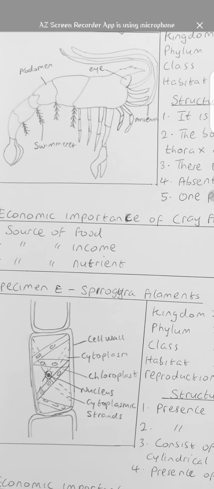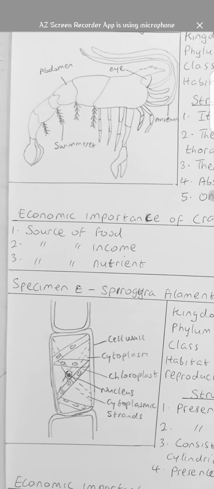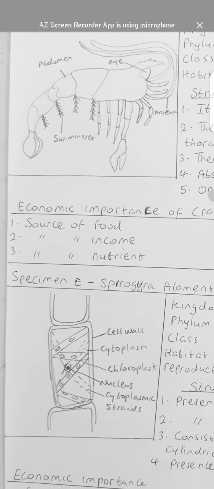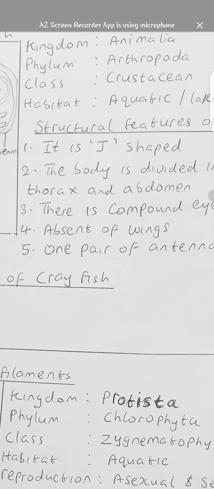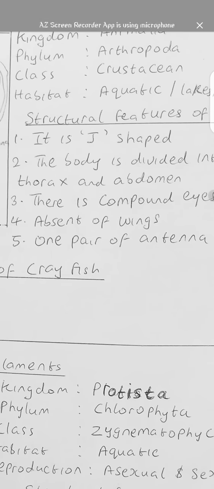Simple. We have the eye, we have the antenna, we have the abdomen, and we have the swimmeret. Okay. So let's go straight to it. So the first one is kingdom, Animalia, obviously. The phylum, Arthropoda. It's also an insect. Okay, it belongs to the Arthropoda phylum. The class is a crustacean.